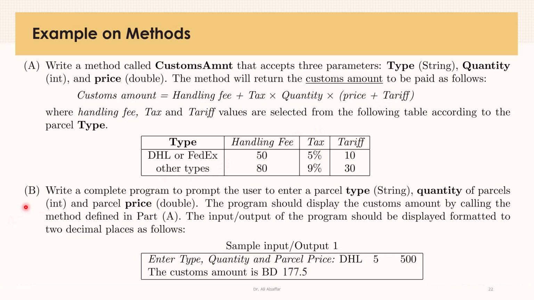In part B, we need to write the program in main that prompts the user to enter the type of parcel, the quantity, and the price of the parcel, and the program accordingly will compute the customs amount by calling the method we have defined in part A. This is a sample of input-output. We will display a message, enter type, quantity, and price of the parcel, and we take the input from the user, and accordingly we display on the output screen the amount of customs for this delivery.